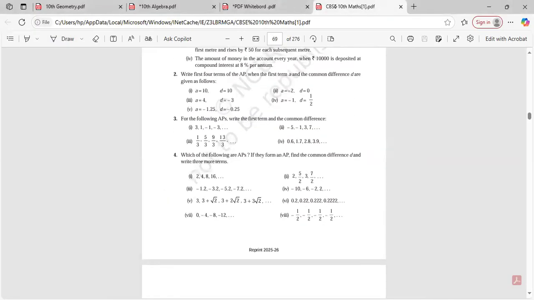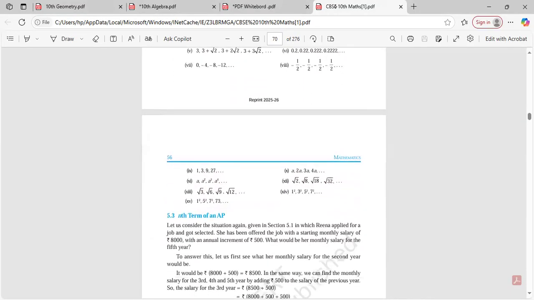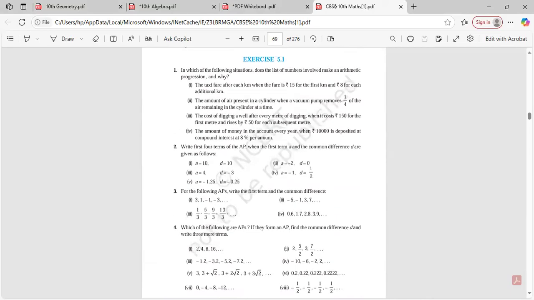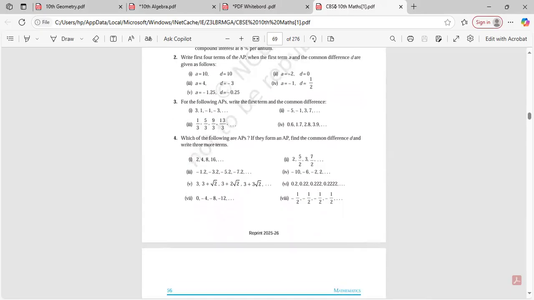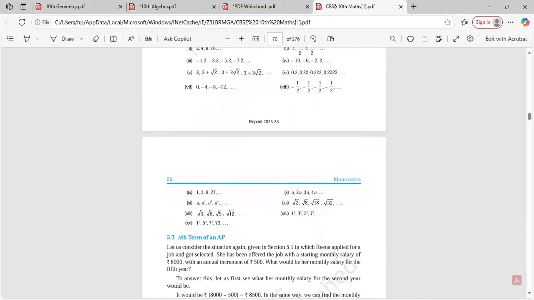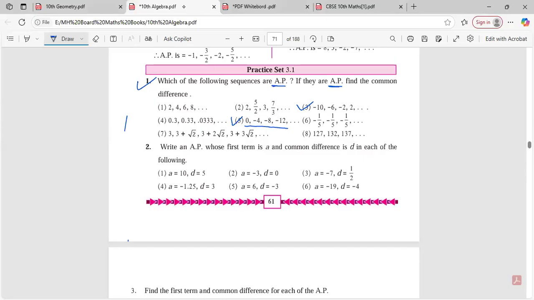One question was there from your book. These same questions are there. See, this question is there in your book. This also is there in your book, but here there is 2 instead of 3. So when we replace 3 by 2, it forms an AP.